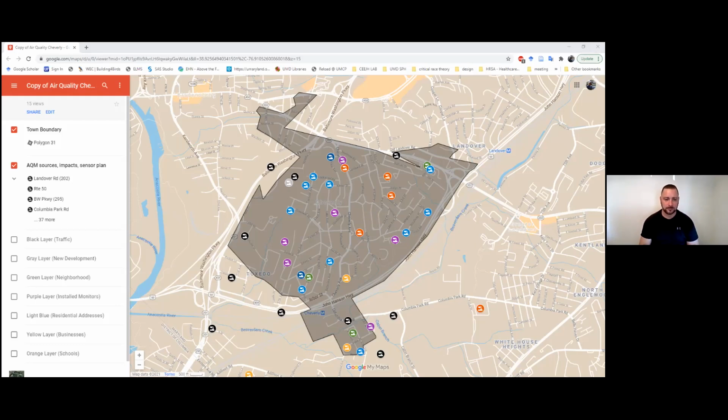And I think I have to share back, or actually what I'm going to do, keep this up. So are you guys still seeing the map? Okay, so it's showing up a little weird on my screen.